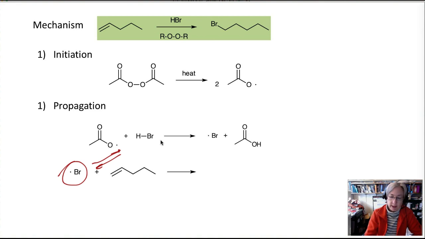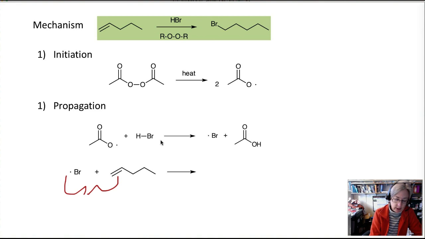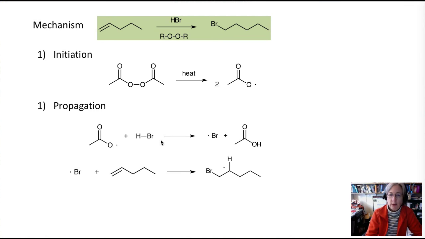Yes, and we'll explain this in a minute. But basically what's going to happen here is that your Br dot is going to add to the alkene. It's not going to do an H-atom abstraction. Well, more on that later. But basically, Br dot now adds to the alkene. What do you get? You get the most stable intermediate, the secondary radical.